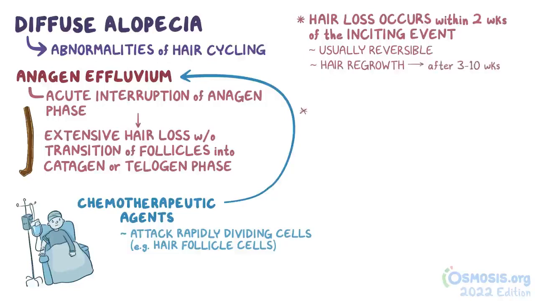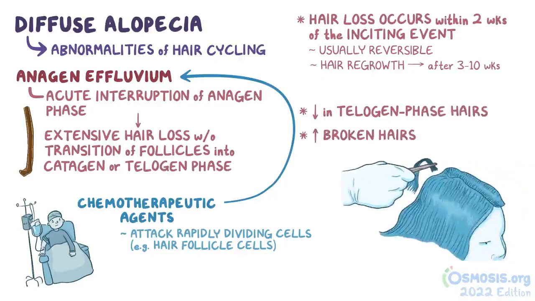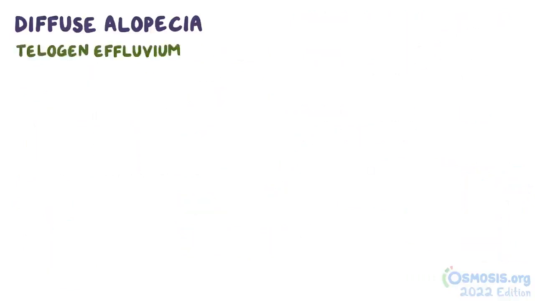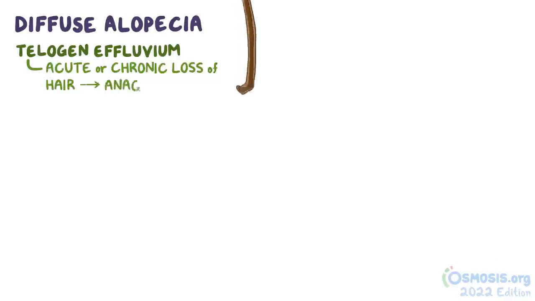Anagen effluvium shows a decrease in telogen phase hairs and an increased number of broken hairs upon examination of the pluck test. On the other hand, telogen effluvium is a common cause of diffuse hair loss that usually presents with acute or chronic loss of hair due to an abrupt shift of numerous hair follicles in the anagen to the telogen phase.